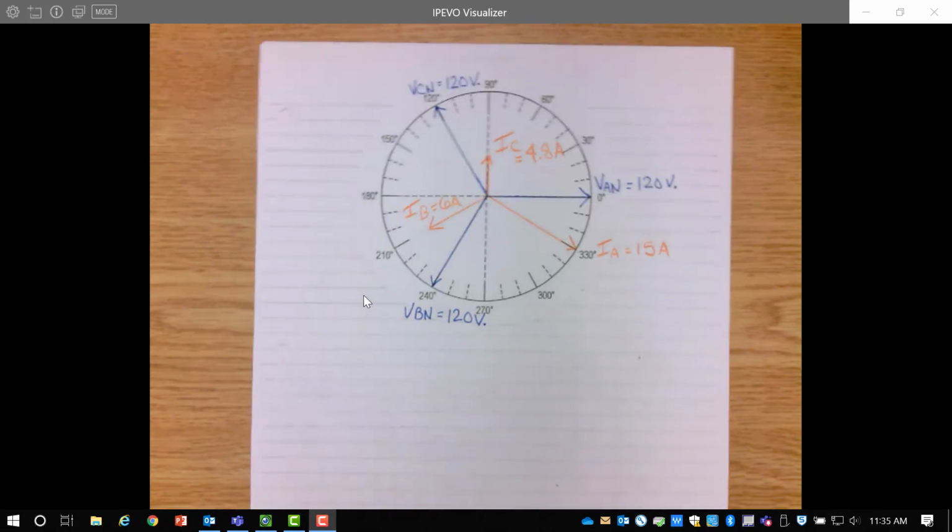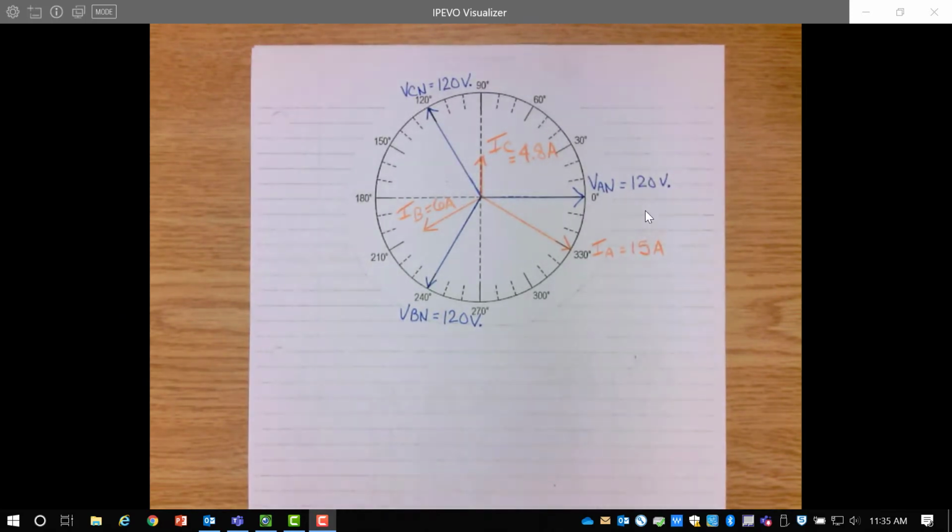This is what our phasor diagram should look like. Voltage for phase A to N is always at 0 degrees, 120 volts. Voltage B to N at 120 volts is at 240 degrees. Voltage C to N of 120 volts is at 120 degrees. The phase voltages are 120 degrees apart.